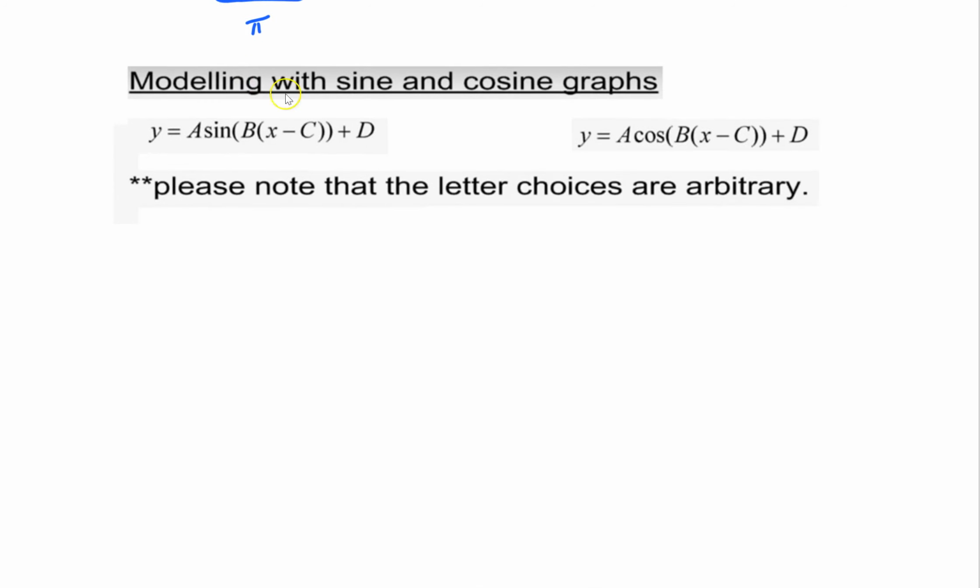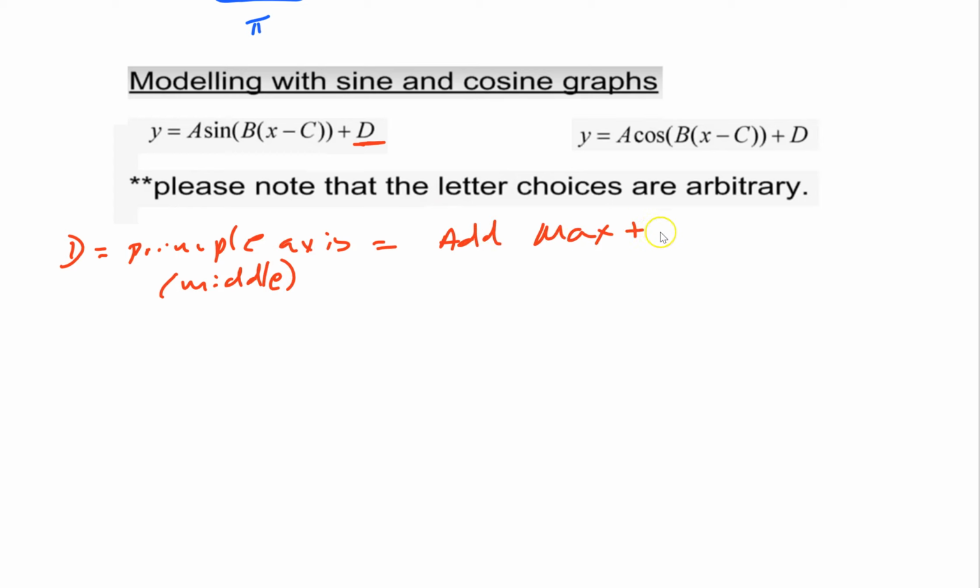So let's talk about how to find everything. Now for me, the first thing I always find is the vertical shift right here. Now the way you find D, which we call the principal axis, it's the middle of your graph. And you always find the middle the same way. You add the max plus the min and divide it by 2. That'll get you your vertical shift.